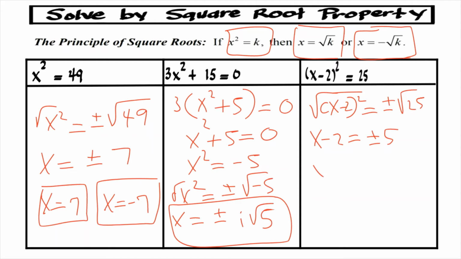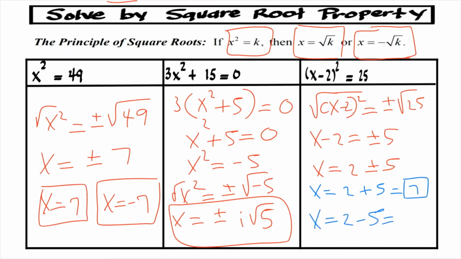Now I need to move a positive 2 over, so I get x equals 2 plus or minus 5. Now a lot of students would just leave it written like this, but I need two solutions, so x is equal to 2 plus 5, which is 7. Then I have x is equal to 2 minus 5, which is negative 3.